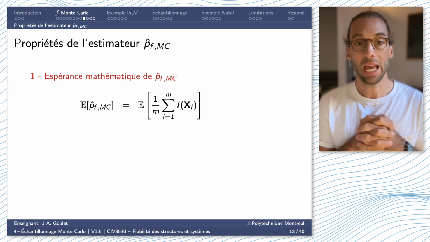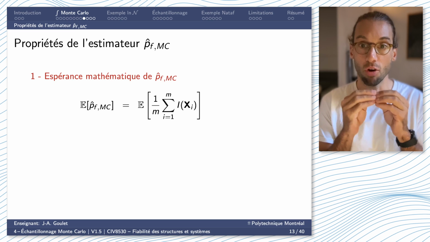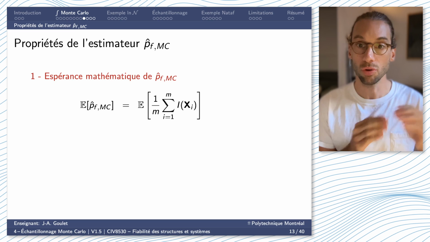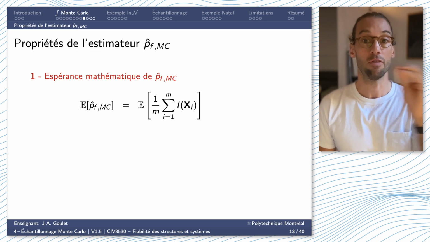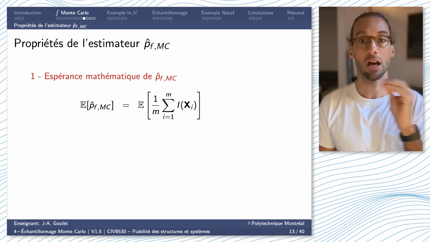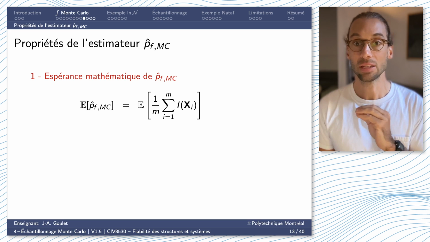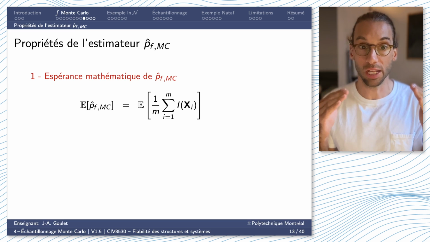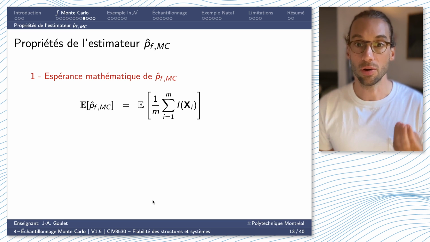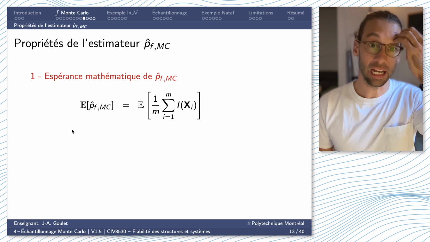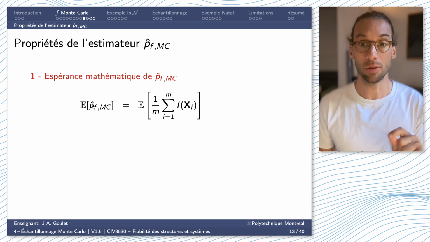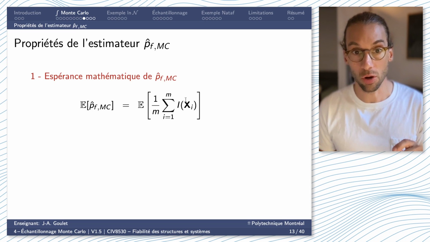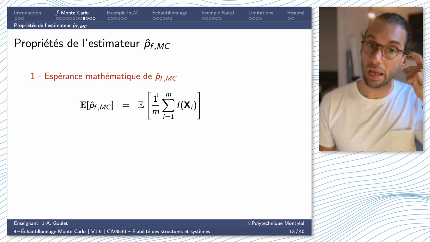So now let's look at the properties of our estimator obtained using Monte Carlo. We're going to look at this through the expectation of our estimator and the variance of our estimator. We want to see: is our estimator biased, and what is the uncertainty associated with it? To look at whether our estimator is biased, we look at the expectation of the estimator itself. If we take the expectation of what we use as our estimator for the probability of failure, we're going to have 1 over m.